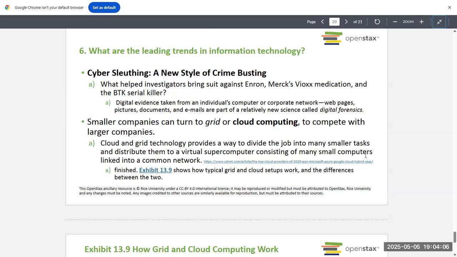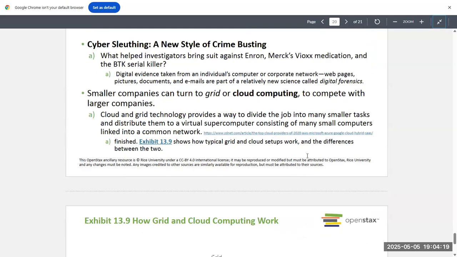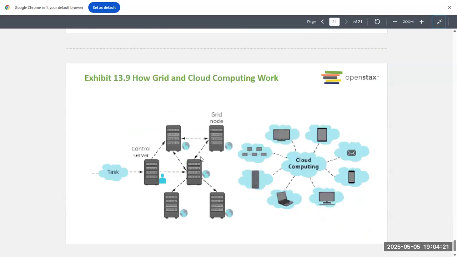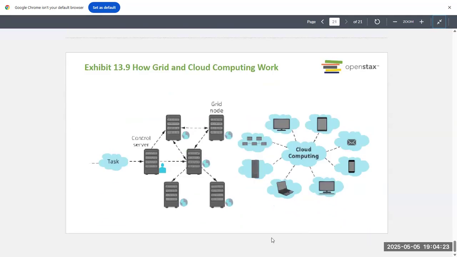All right, so cyber sleuthing, let's see. No, this is no longer really a trend, so we're just gonna move past it. It's 5 years old.